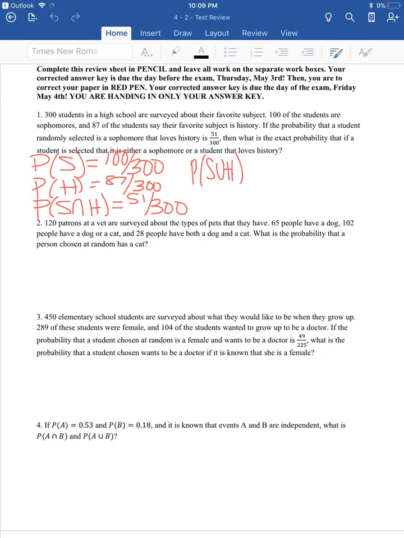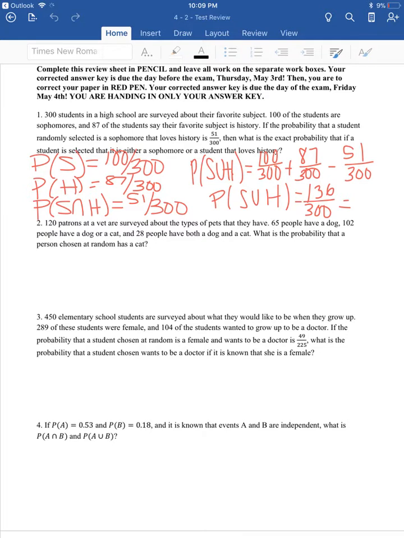Okay. So from here I have that long formula. So it's each individual one minus the both. Okay, so the probability of this is going to be 136 out of 300, which is equal to 34 out of 75.